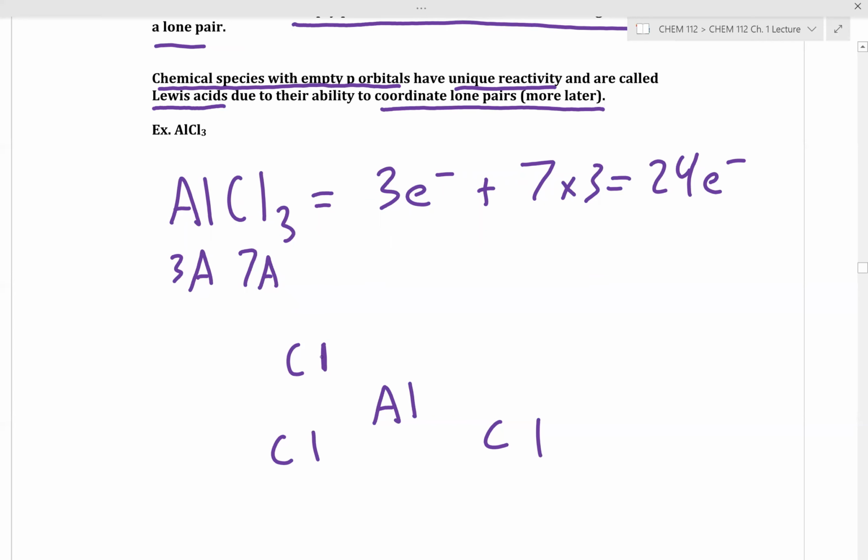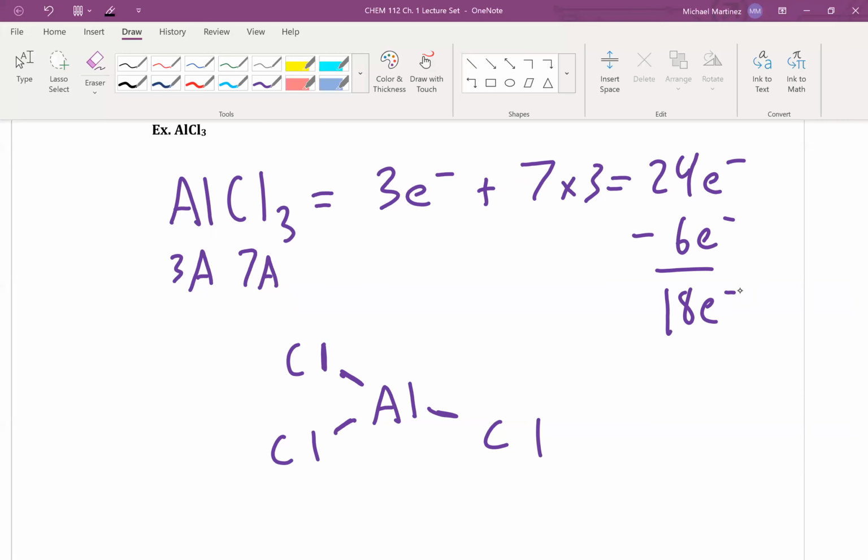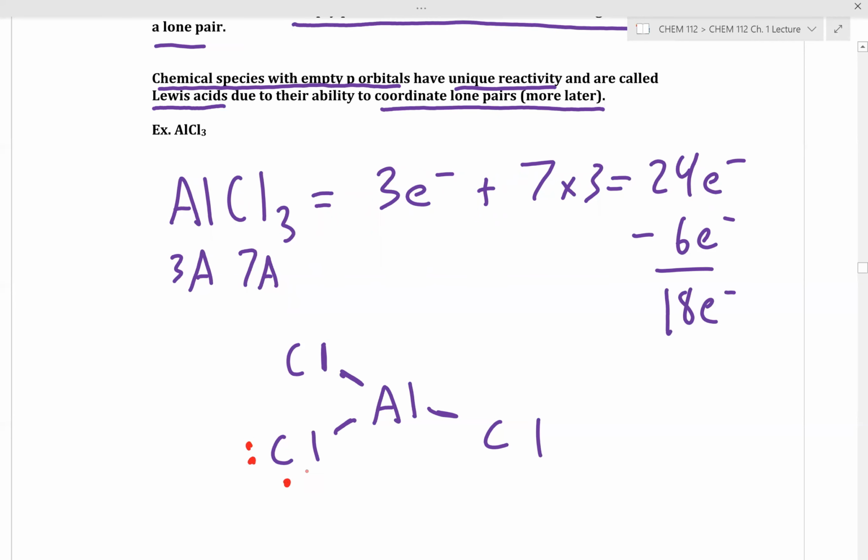Then we're going to form one bond each. 1, 2, 3. So that uses up 6 electrons. We have 18 electrons remaining. Where do we start placing our 18 electrons? Chlorines. Yep, exactly. So 2, 4, 6, 8, 10, 12, 14, 16, 18. We've used up all 18 of our electrons.